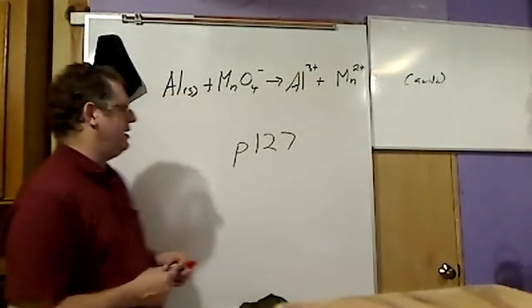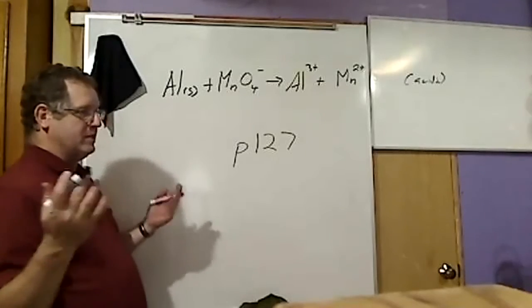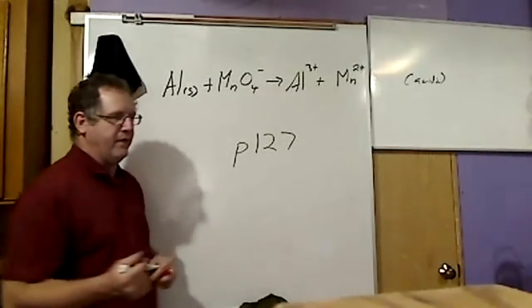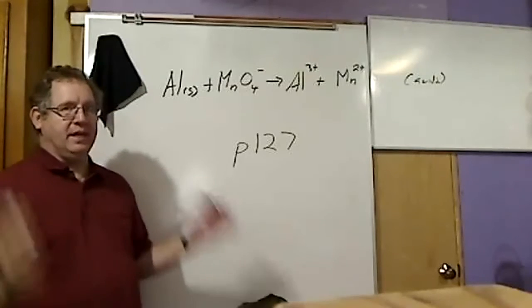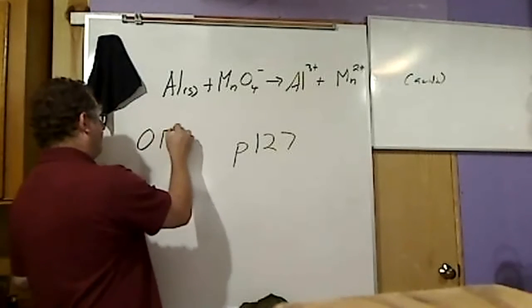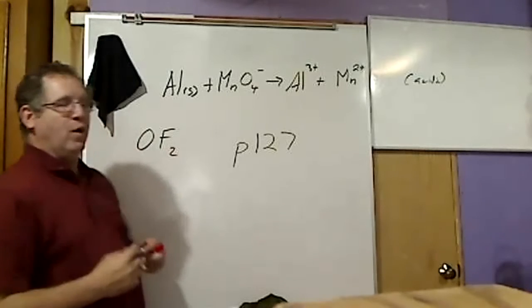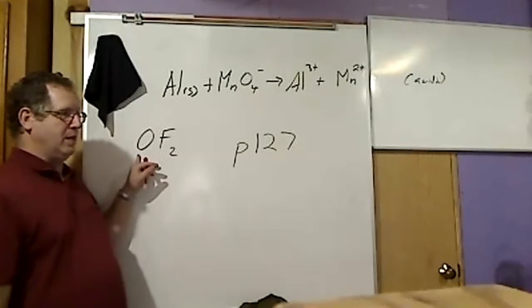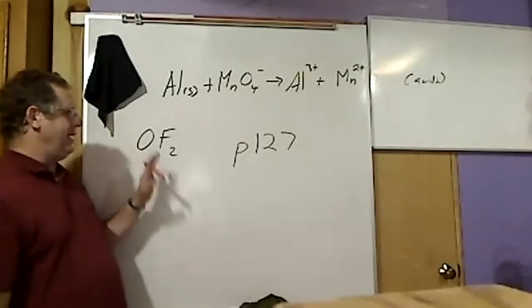Now, the other one is fluorine is always going to be a -1. Okay, fluorine is the most electronegative element. So fluorine, if it's in a compound, it's a -1. So if we have OF2, the fluorine is still going to be the -1. The oxygen will actually be a +2, but that's kind of off.